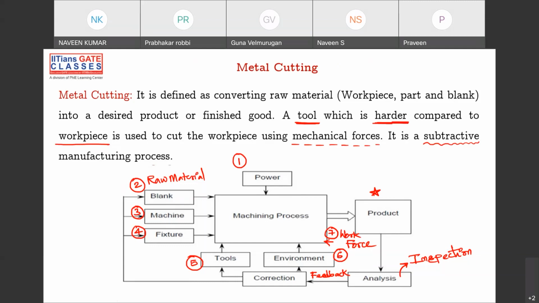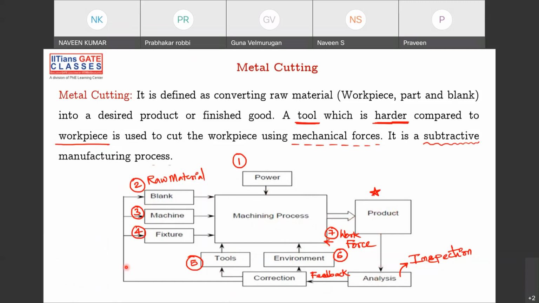But this is conventional. So of course you have a machining process, and we have so many inputs: power, raw material, machine, fixture, tools, environment. What is environment? Cutting fluid, all these things are environment. Then workforce, obviously. Then using all these inputs, you have a machining process. With the process, you will be producing some product.